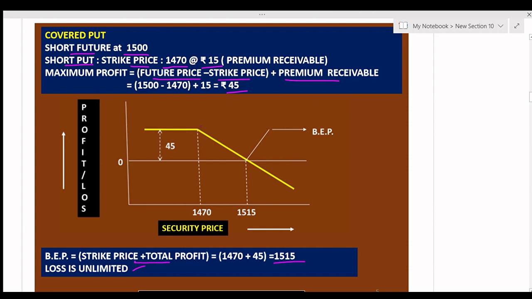Now come to the strike price 1470. From here, if the market moves downward, the profit will be the same, and here it is 45. And if it moves upward, the profit gradually decreases up to the point of BEP where it will be nil. If it moves further upward, then the loss will start, and it will increase and may extend up to an unlimited level.